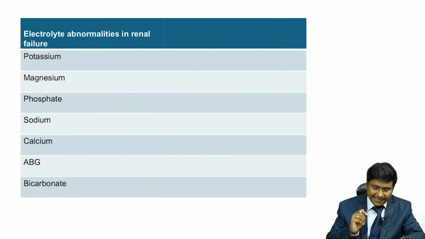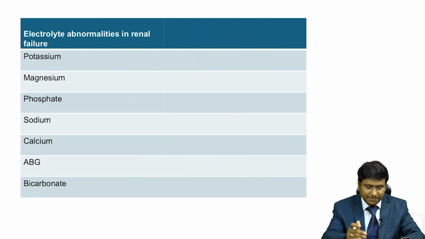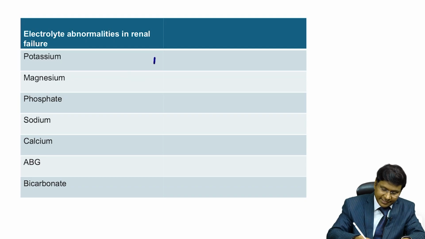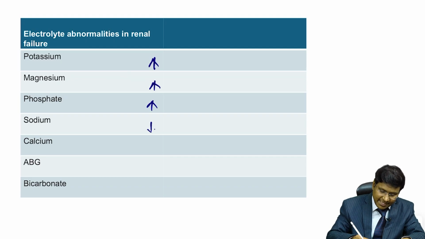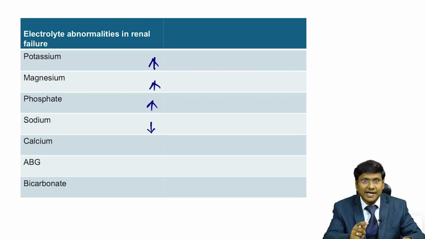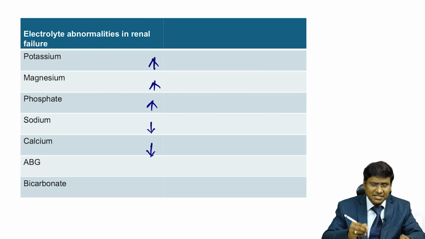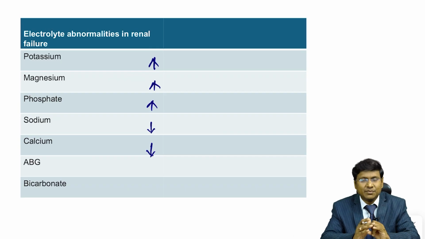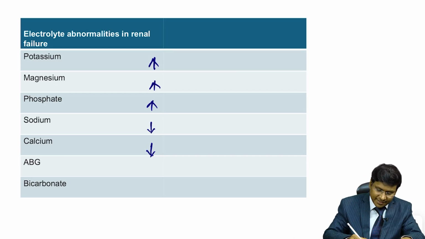Okay, and the electrolyte abnormalities that you have in patients with chronic kidney disease are hyperkalemia, hypermagnesemia, hyperphosphatemia, and dilutional hyponatremia. Calcium levels will be reduced due to two reasons. Number one, vitamin D is not synthesized, so calcium absorption across the intestine will not be there. And this increased phosphate will combine with calcium, resulting in calcium phosphate. So the ionic calcium level decreases.